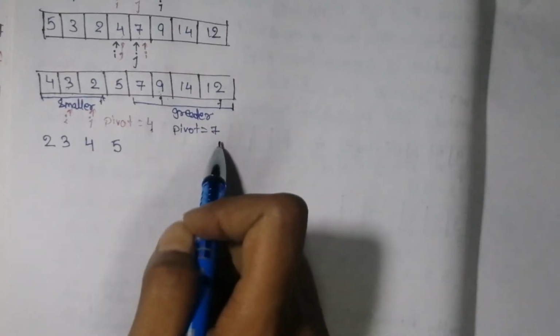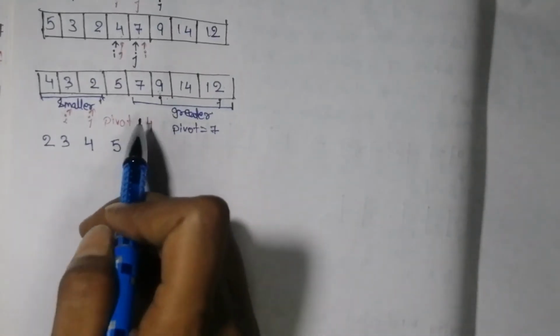14 is again not smaller than 7. So we will again decrement the value of j and we will compare the element 9 with 7. Is 9 smaller than 7? No. So we will again decrement it. So now there are no remaining elements to be compared, right? So 7 will be stored in its own position only. Now see, the 7 got stored in its own position only.